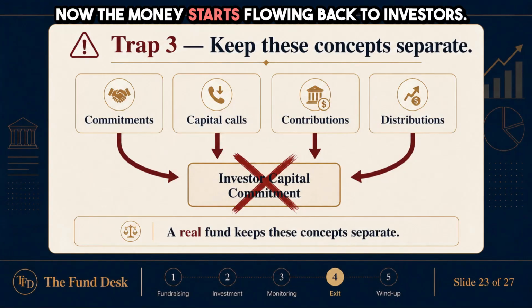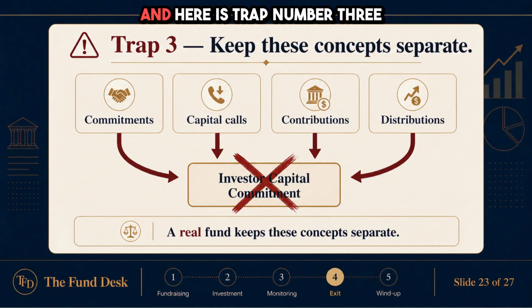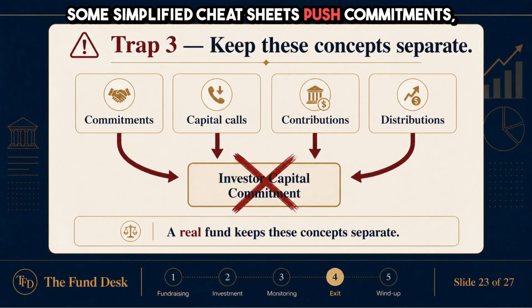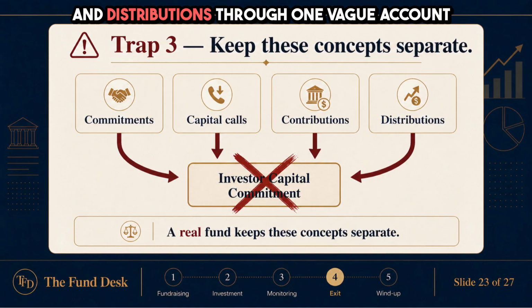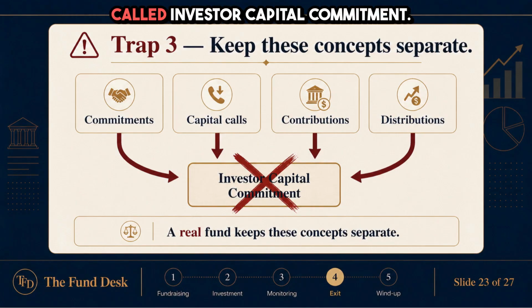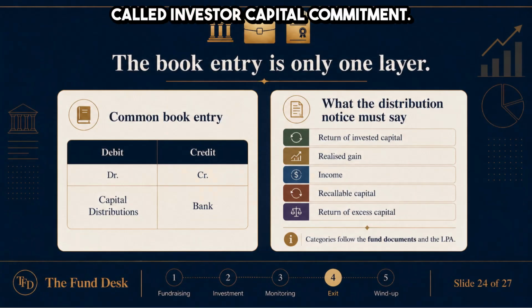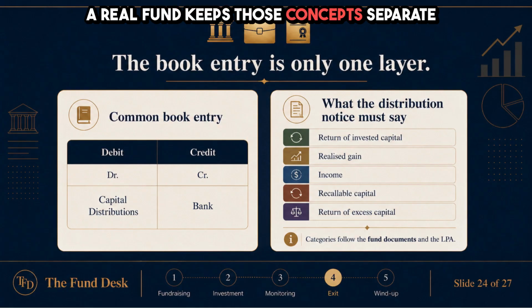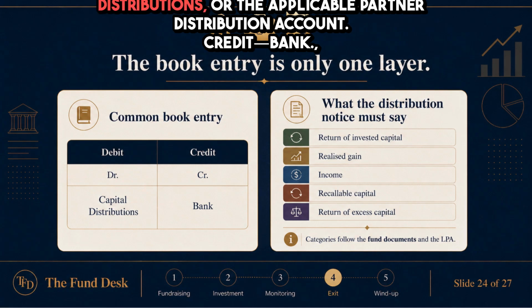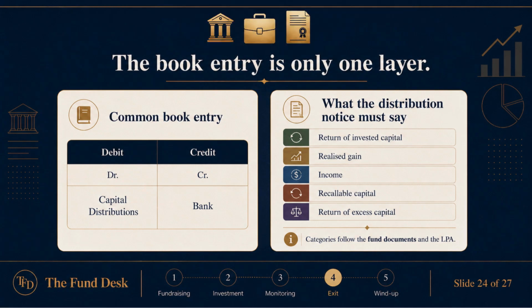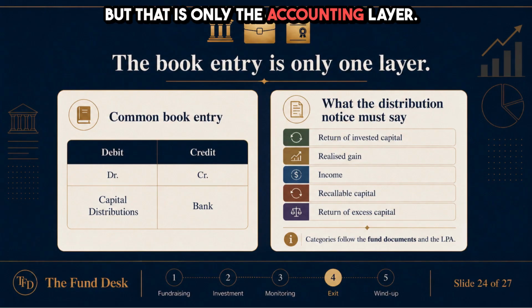Now the money starts flowing back to investors. And here is trap number 3. Some simplified cheat sheets push commitments, capital calls, contributions, and distributions through one vague account called investor capital commitment. A real fund keeps those concepts separate. When cash is distributed, a common book entry is debit capital distributions or the applicable partner distribution account, credit bank. But that is only the accounting layer.